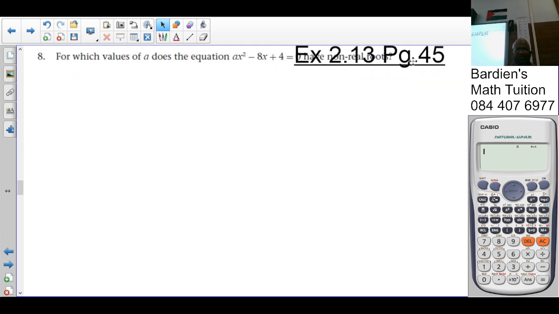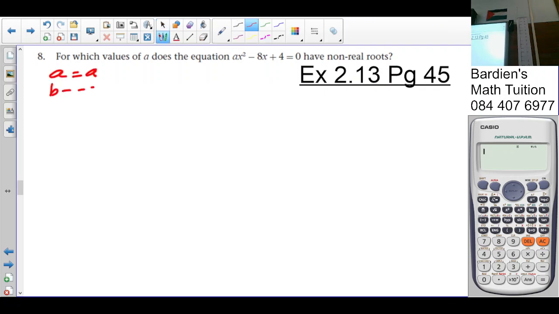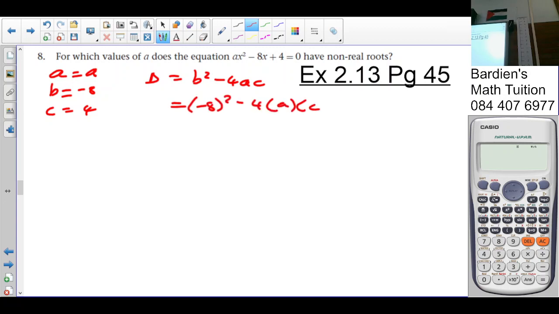So we are told, for which values of a does the equation ax squared, so your a value is a, your b value is negative 8, and your c value is 4, have non-real roots. The roots depend on b squared minus 4ac, also known as delta, your discriminant. So it's negative 8 squared minus 4 times a times 4. So it's going to be 64 minus 16a. Not so? You guys didn't make a mistake there.